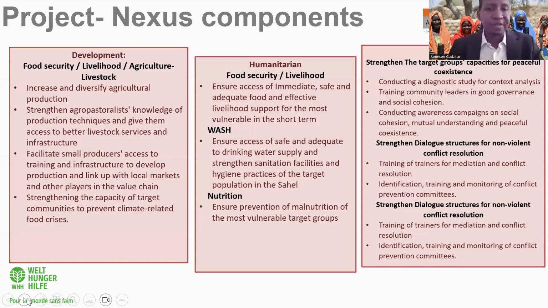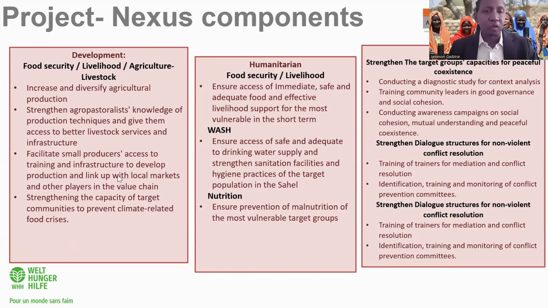So what we have done is essentially we have tried with the two projects to form a story around how communities are able to be strengthened, how communities are able to have their immediate needs met, and how communities can have the social stability that is important so that when other triggers are coming in future, they can be resilient. So within the development phase, as you can see, our focus is on critical components such as food security, livelihoods, and agriculture, and specifically on livestock. We want to increase agricultural production and diversify it.